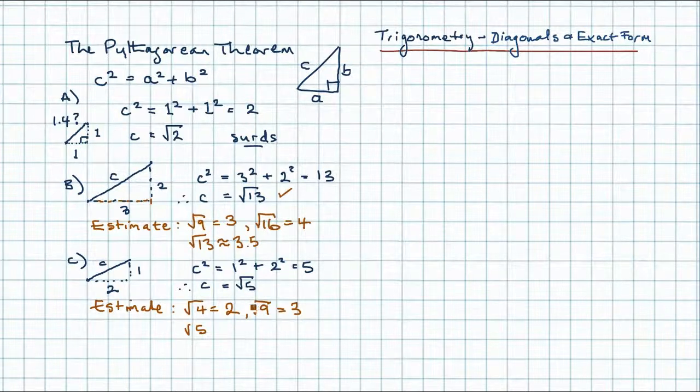Very important that we remember always not to write the equal sign, but to write approximately equal to. Otherwise we'll be writing an incorrect statement. So square root of 5 must be approximately equal to 2.5, halfway between 2 and 3.